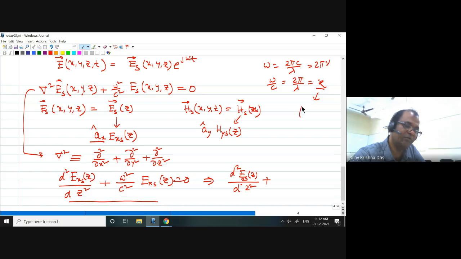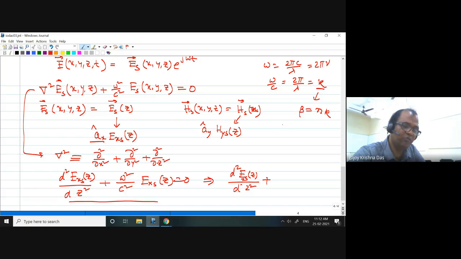We write, maybe we can consider beta. If this is considered as free space, but if it is a material medium, we can write refractive index times k, nk. So something like that we can write. The refractive index has to be multiplied, where k is the propagation constant in free space.